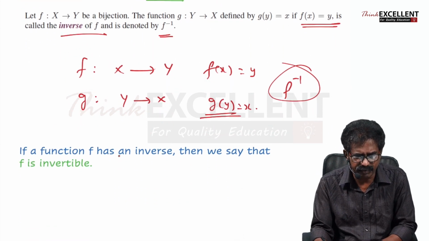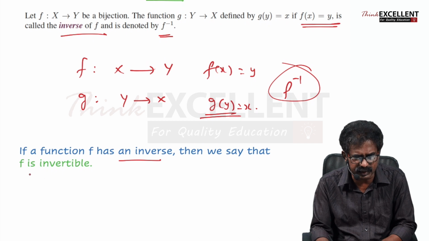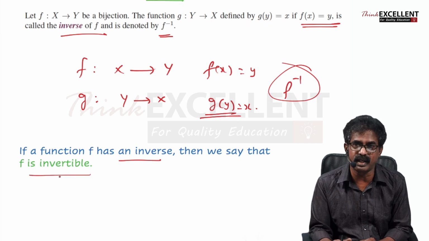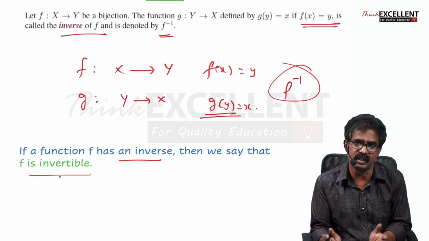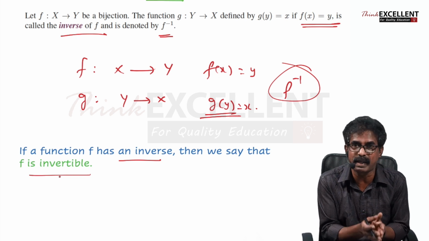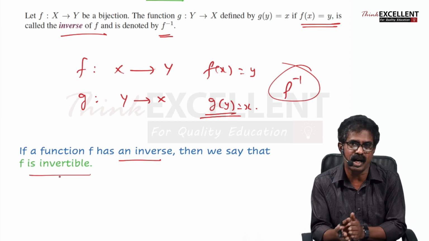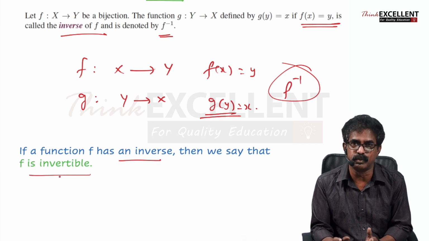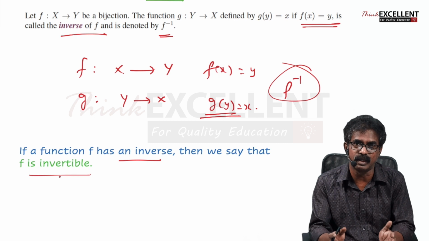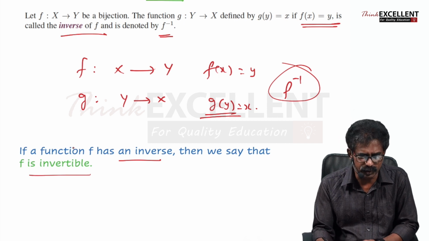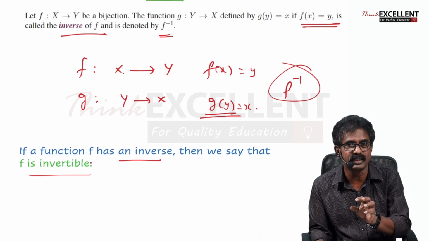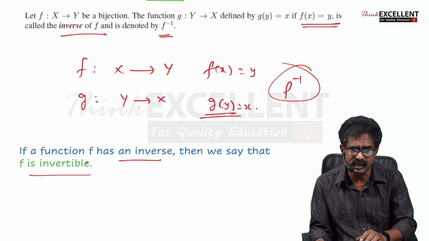If a function f has an inverse, then we say it is invertible. f is invertible. If you see the term somewhere, that means it has an inverse. Okay, it has an inverse means it is a bijection. It is one-one and onto. All these are related terms only. Prove that it is invertible. Prove that it is a bijection. Both are the same only. So invertible means it has an inverse. Only if the function is a bijection, it has an inverse.